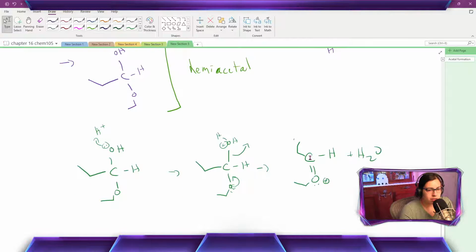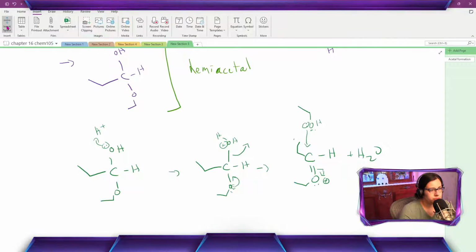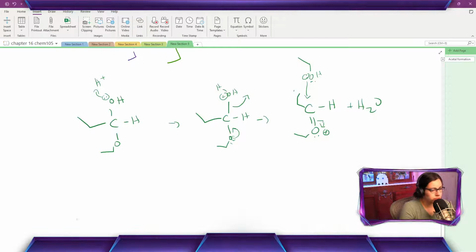And so now we have another nucleophilic addition that can happen. So we have our carbon here. Oxygen wants those electrons. So our alcohol can attack again. So let's do that. So attacks our carbon. These electrons go back up. So now we have carbon, hydrogen. Now our other alcohol.